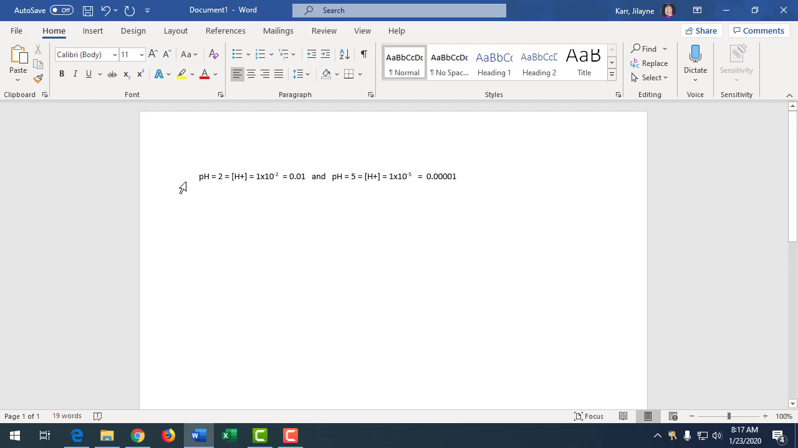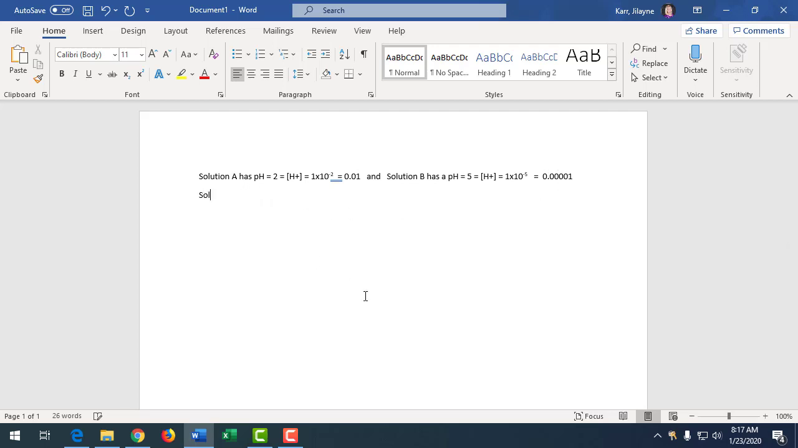So if I'm comparing these, this is solution A. Solution A has a pH equal to 2, and solution B has a pH equal to 5. How much more acidic is solution A than B? Which one is more acidic? Solution A, right, because it has the higher number of hydrogen ions. It has 0.01 hydrogen ions. This one has only 0.0001 hydrogen ions. So this is much more acidic.